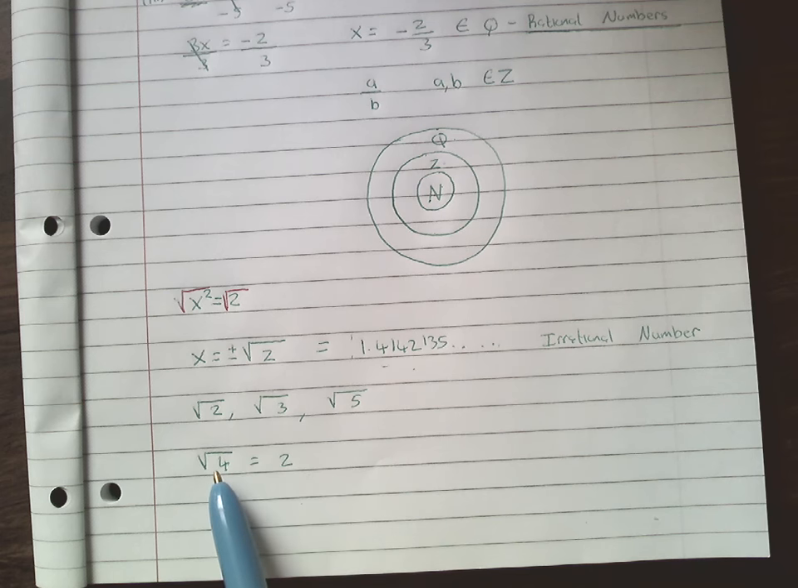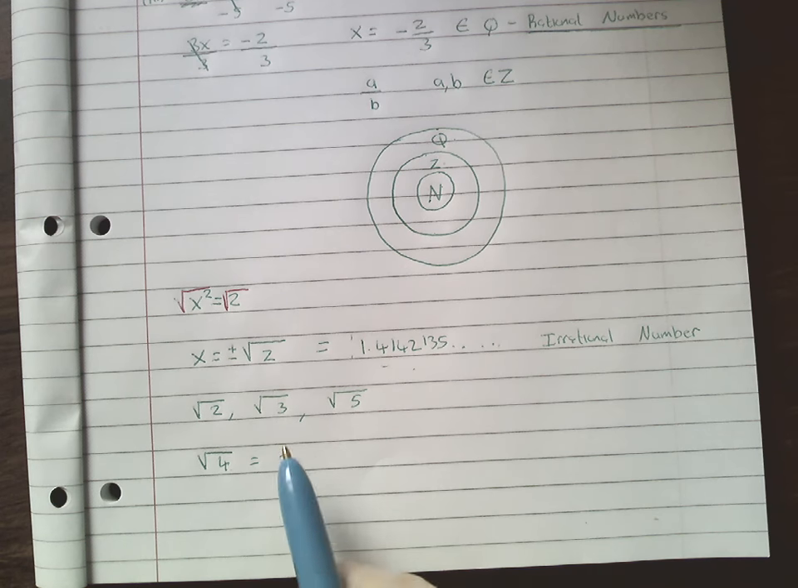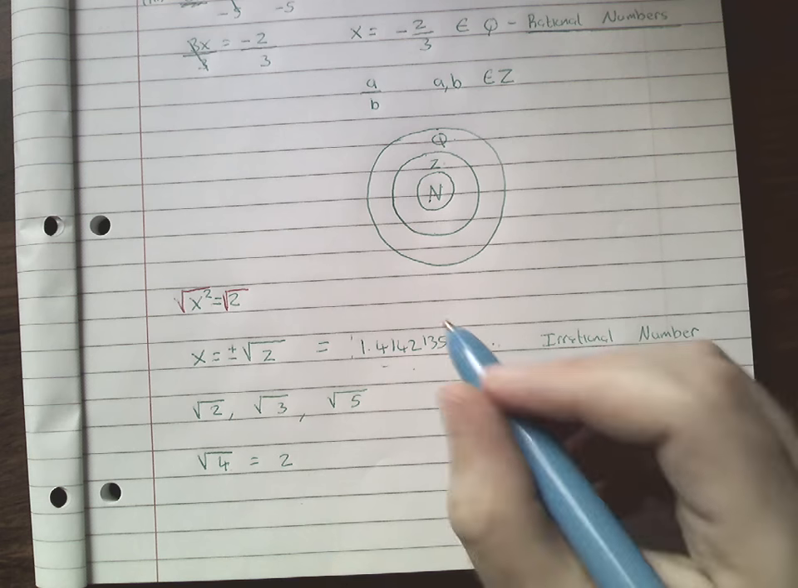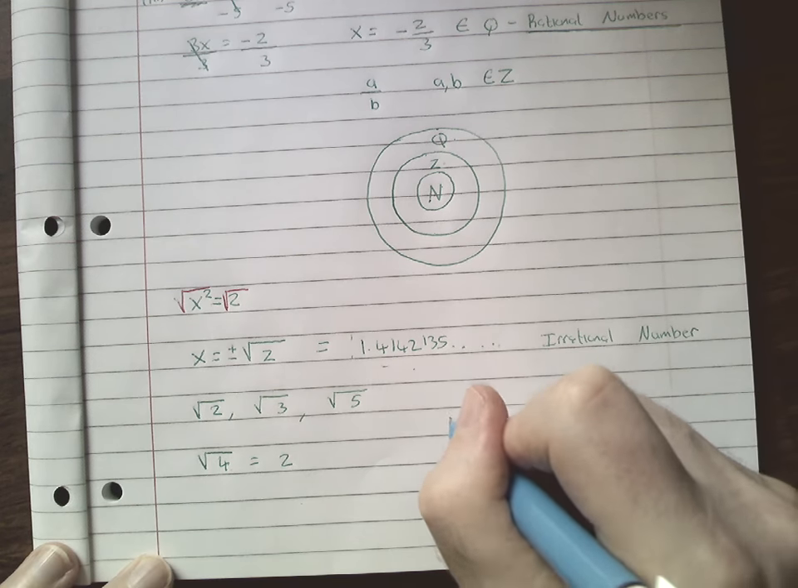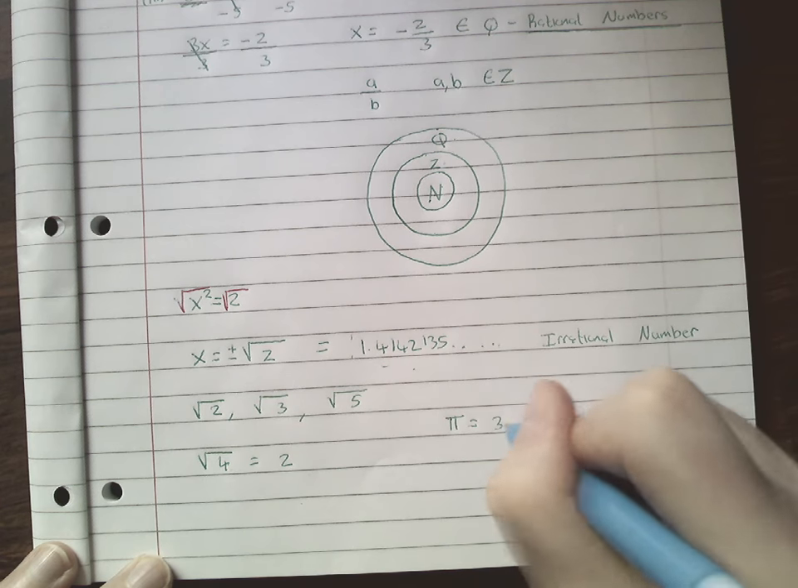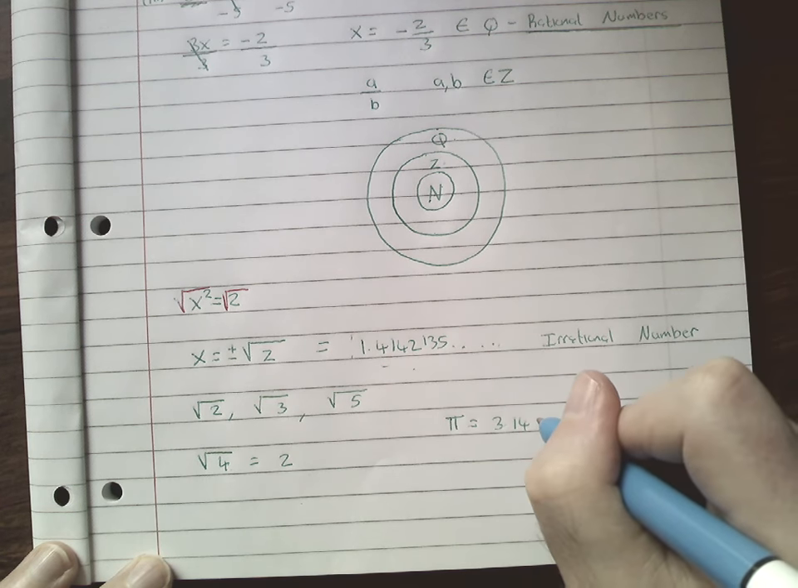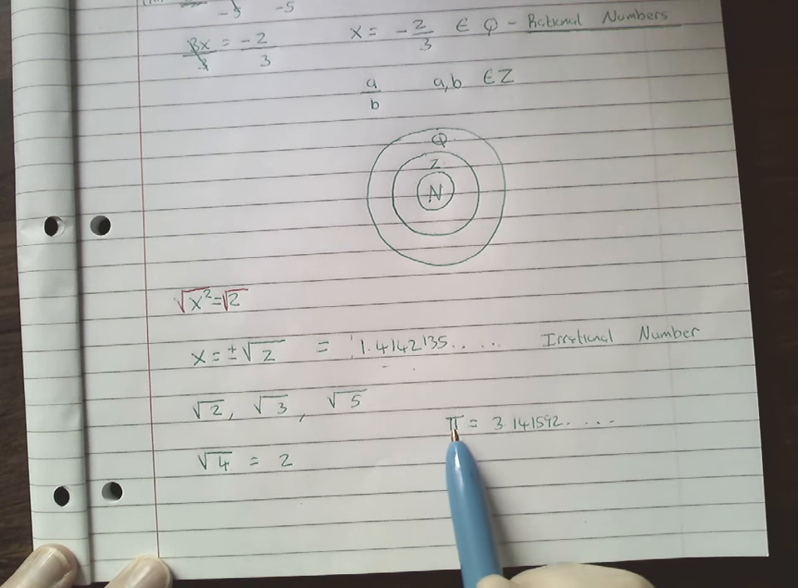If you take something like the square root of 2, this is an irrational number. You can't classify it as a natural number. One of the best-known irrational numbers that we have is what we call pi. For example, pi is equal to 3.1415921592, and then this just keeps going on and on. So pi is an example of an irrational number.